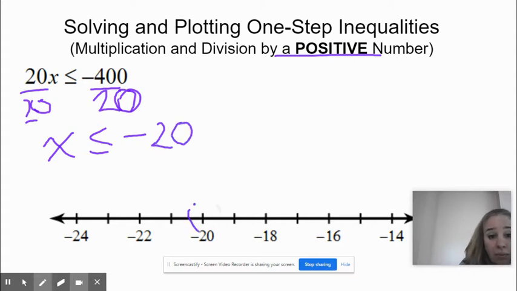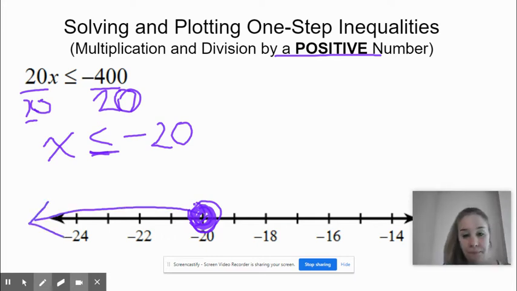So here I'm going to put my circle and I'm going to say, oh, there's the or equal to. So I'm going to fill this guy in. Now, is x bigger or littler or lesser? X is lesser, right? The alligator mouth doesn't want it, right? So we're going to go shade in the lesser direction. Okay, so that was how to multiply and divide by a positive number.